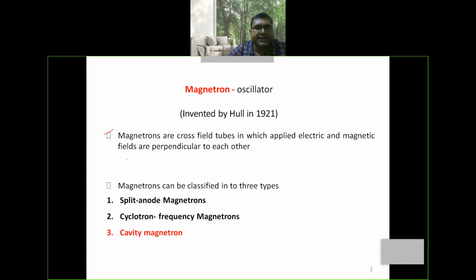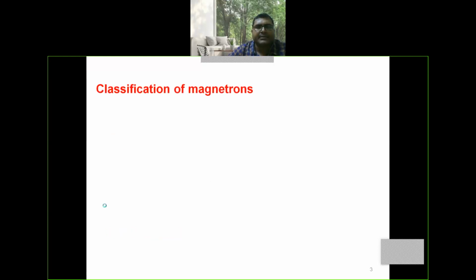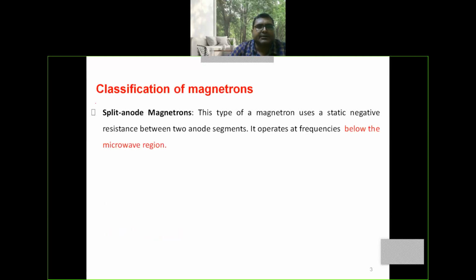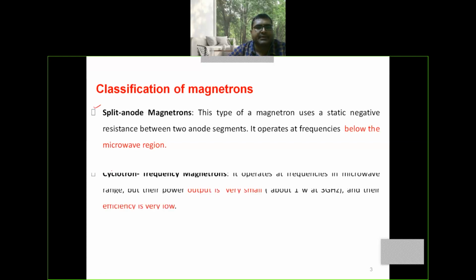Magnetrons can be classified into three categories. First one, split anode magnetron. Second, cyclotron frequency magnetron. The third one is cavity magnetron. Split anode magnetron: this type of magnetron uses a static negative resistance between two anode segments. It operates at frequencies below the microwave region. Cyclotron frequency magnetrons operate at frequencies in the microwave range, but their power output is very small and efficiency is very low.